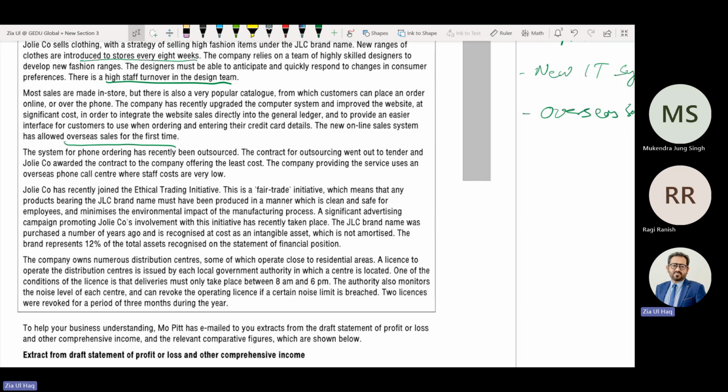The contract for outsourcing went out to tender, and Jolly company awarded the contract to the company offering the least cost. They have outsourced based on the least cost rather than quality. And the company is providing high fashion products. Who will be the customer? The rich class, the upper class. And they want high quality services as well. The company providing the services uses an overseas phone call center where staff costs are very low.